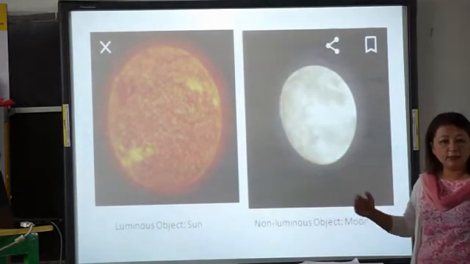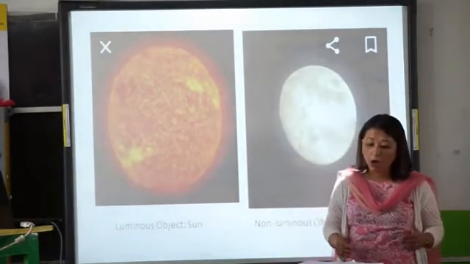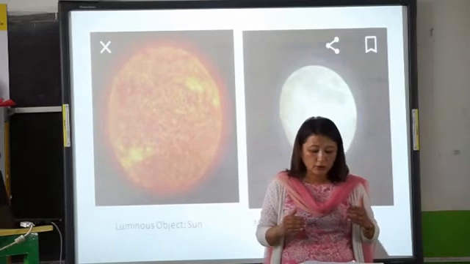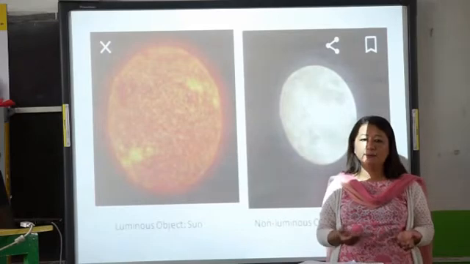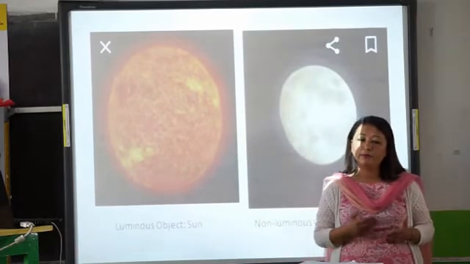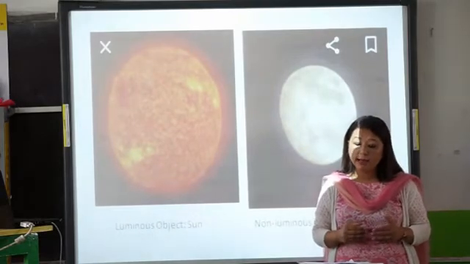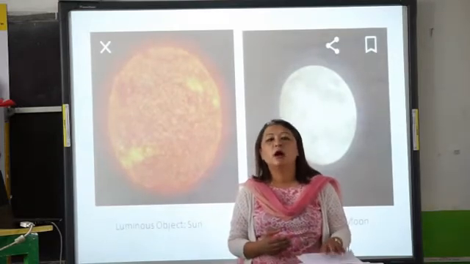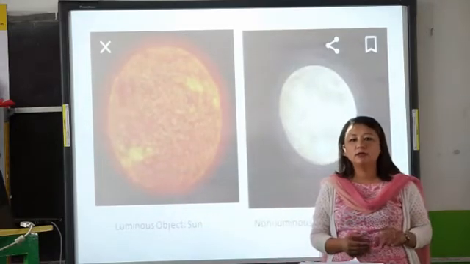So this is all about luminous and non-luminous. What is a luminous object? Objects that give out light on their own are known as luminous objects. For example, the sun and the stars. And the objects that do not give out light on their own are called non-luminous objects. The moon is one of the examples of non-luminous objects.